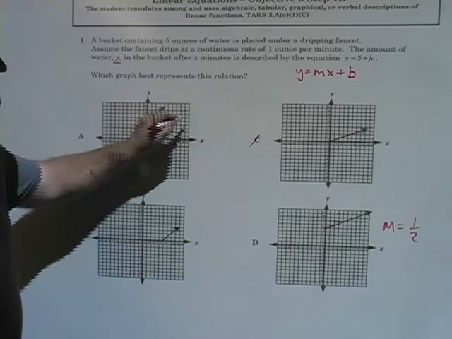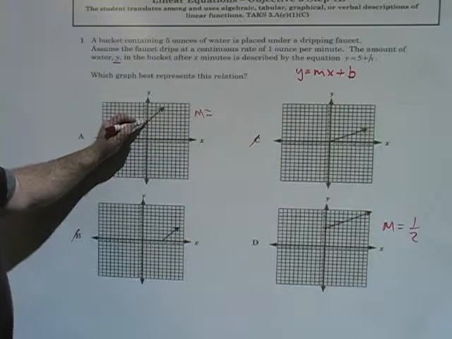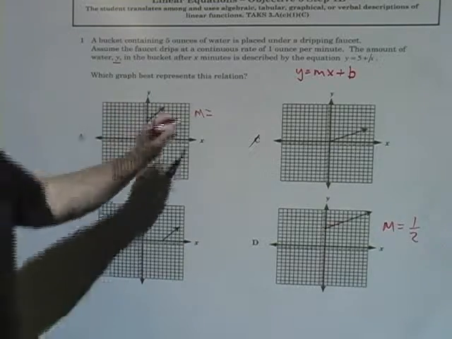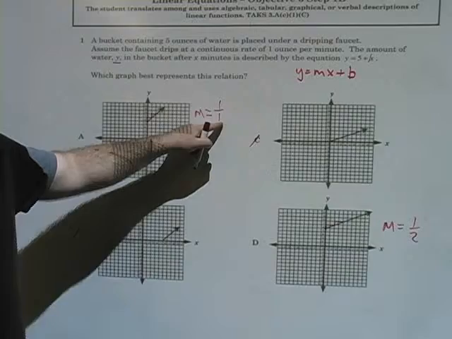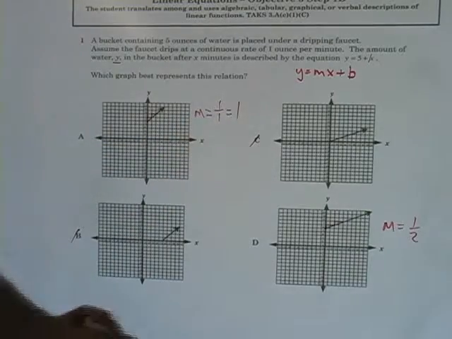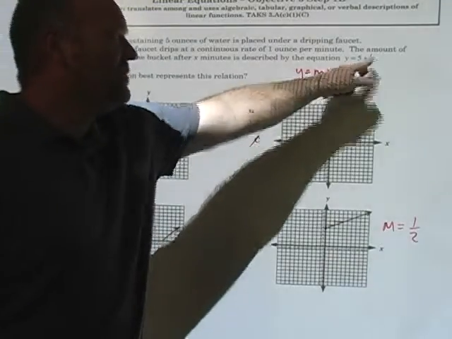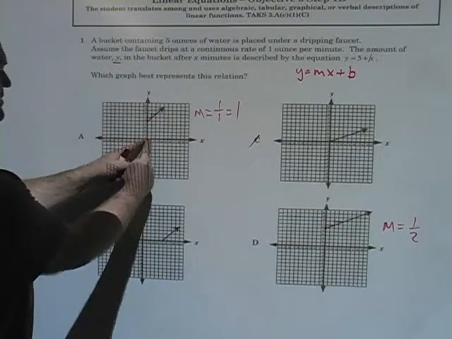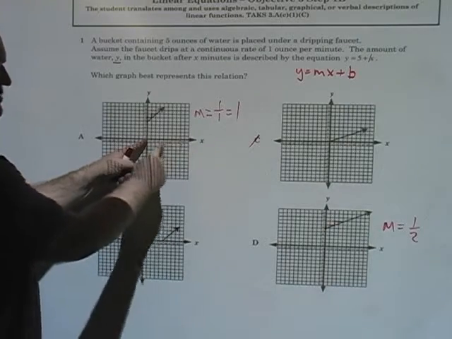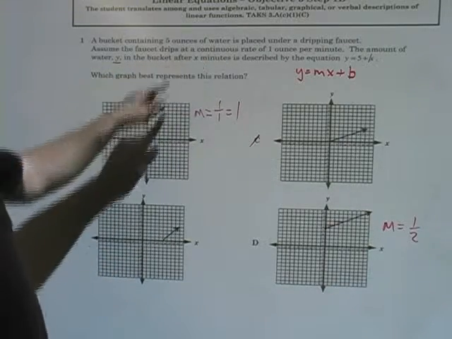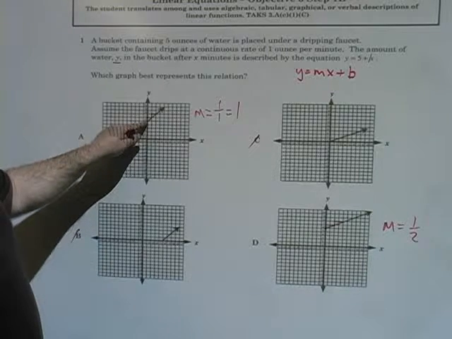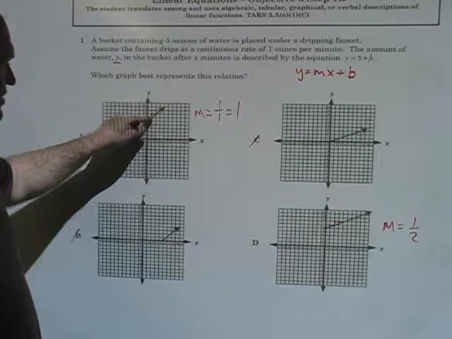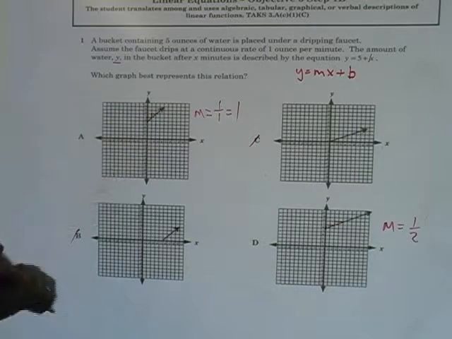We want a slope of 1. Goes up 1, over 1, up 1, over 1. Okay, slope is 1 over 1, which is 1. And that's what we want. Okay? In other words, every minute on the x-axis, remember x is the number of minutes, every minute we're adding 1 ounce to the bucket. Every minute we go up 1. Okay?